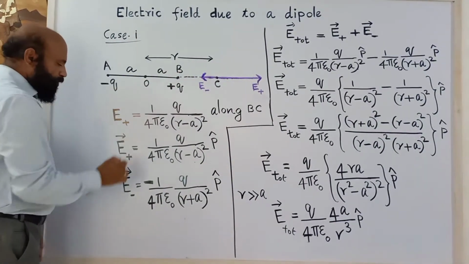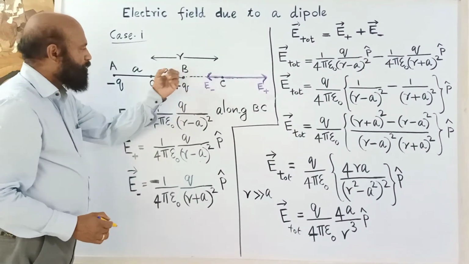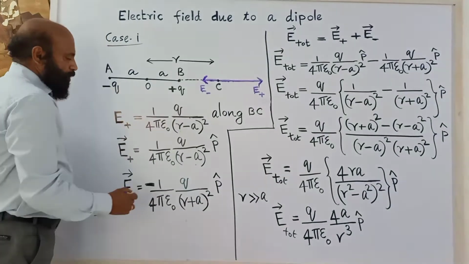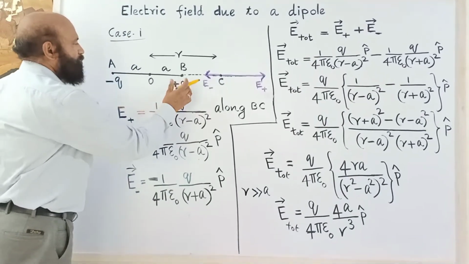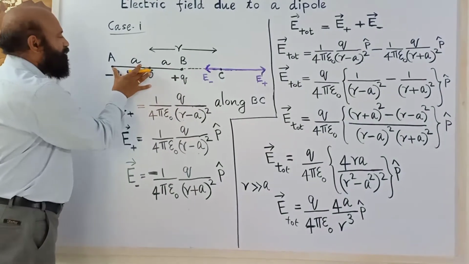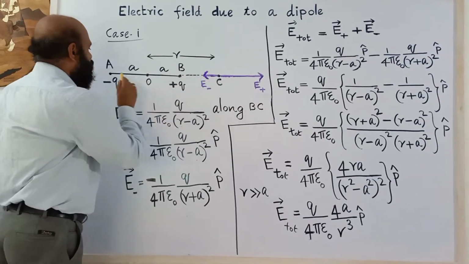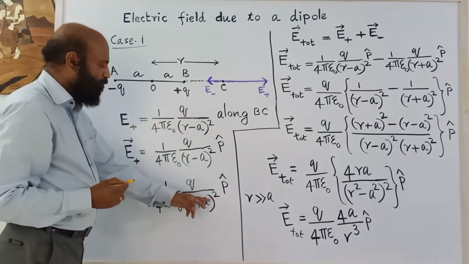Field here because of the negative charge is given by this expression. It is acting in the opposite direction, that is why it is minus P cap. So now its distance is r plus a. This distance is a and this distance is r. So distance of the negative charge from the point is r plus a, then all square.